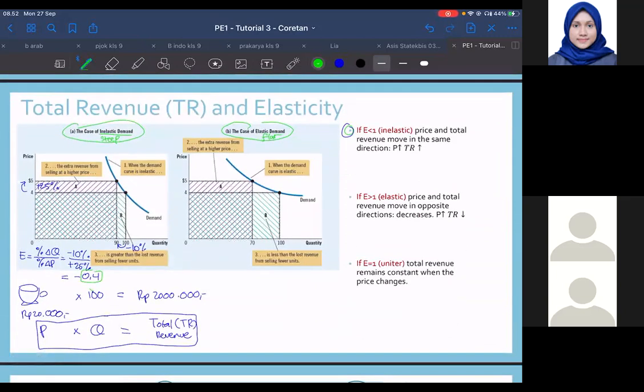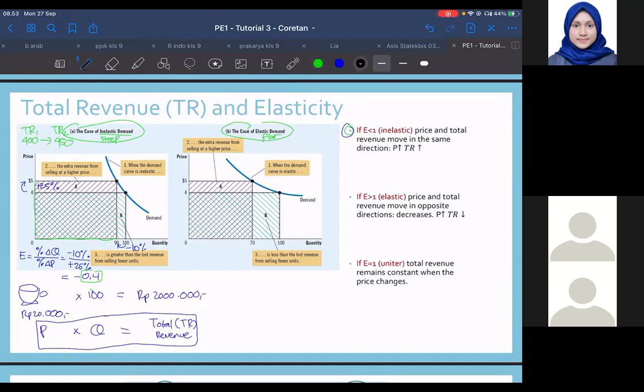Now you could see that if we increase the price from 4 to 5, at first our total revenue is price 4 times quantity 100. So before, our total revenue is 400. This is our prior total revenue. But after we increase the price from 4 to 5, the total revenue will be 5 times 90. So our new total revenue is 450. It means that our total revenue is increasing.